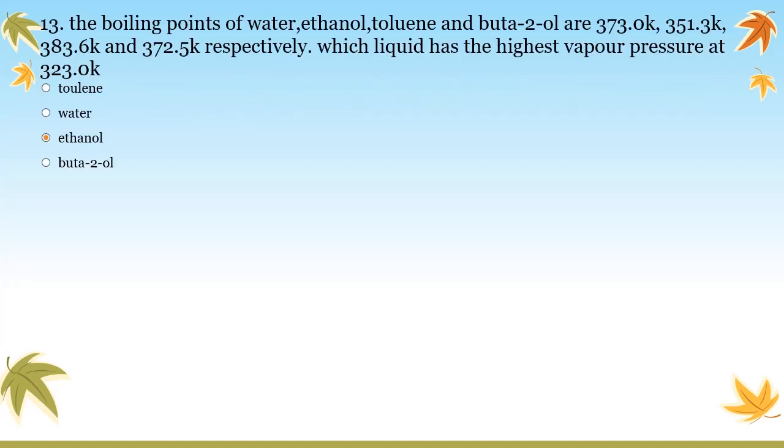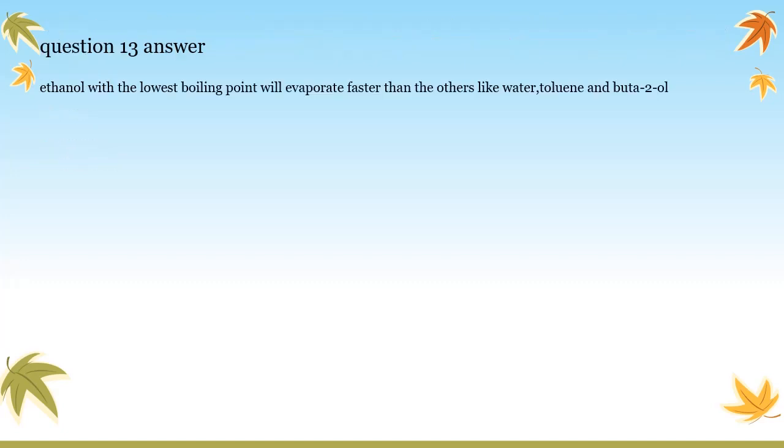13. The boiling points of water, ethanol, toluene, and buta-2-ol are 373.0 K, 351.3 K, 383.6 K, and 372.5 K respectively. Which liquid has the highest vapor pressure at 323.0 K? Ethanol, with the lowest boiling point, will evaporate faster than the others like water, toluene, and buta-2-ol.